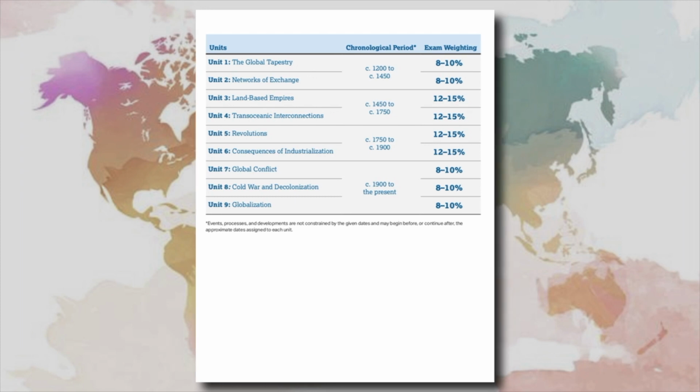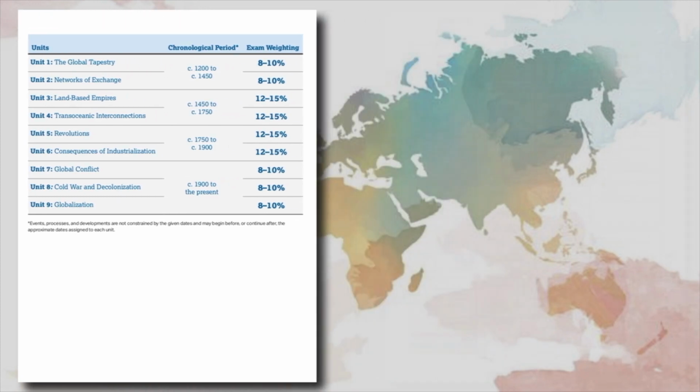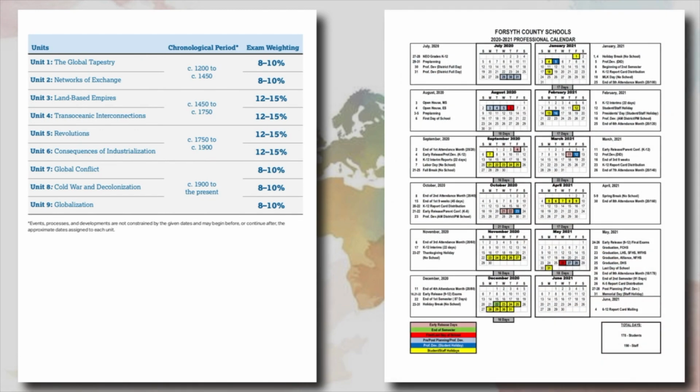Now to get this done, we're also going to need your school's academic calendar for the year. So here's mine. And what we'll do with the calendar is determine the total number of instructional days that we have to teach the 9 units of the course. Now bear in mind that this is different than the total number of instructional days at your school for several reasons.